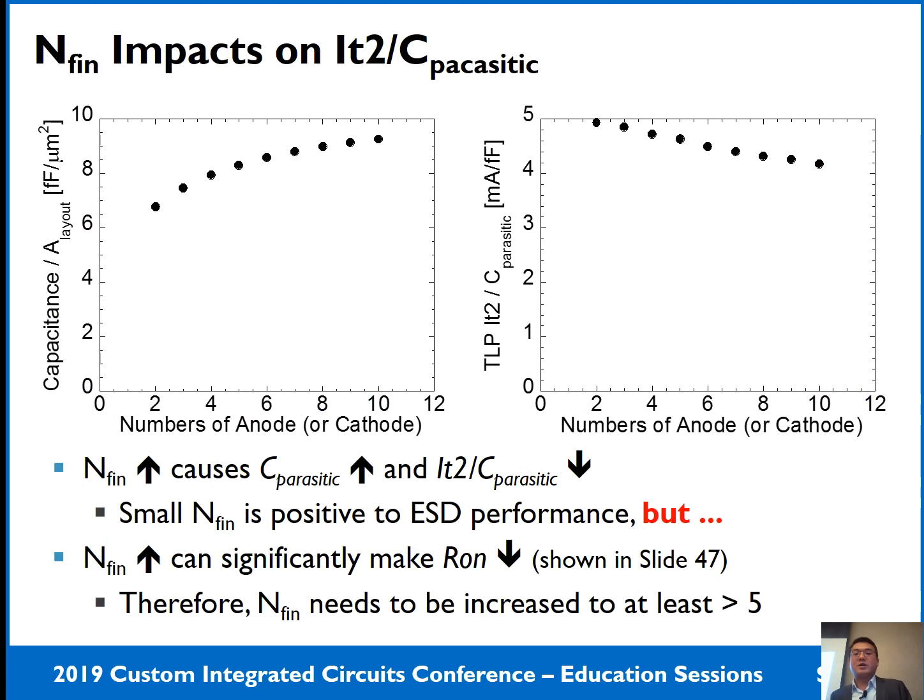Then let's quickly look at the It2 per parasitic capacitance. Again, a smaller fin number is good for It2 per parasitic capacitance. However, if we still consider the R-on issue, we still need to keep the fin number in each fin group, anode group or cathode group, at least larger than 5 to keep the R-on at the low side and to get a reasonable It2 per parasitic capacitance as well.